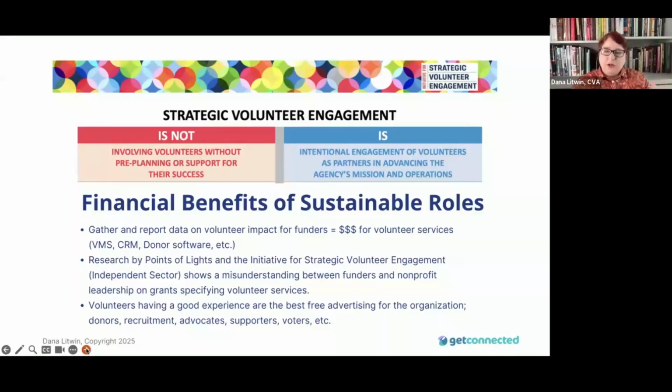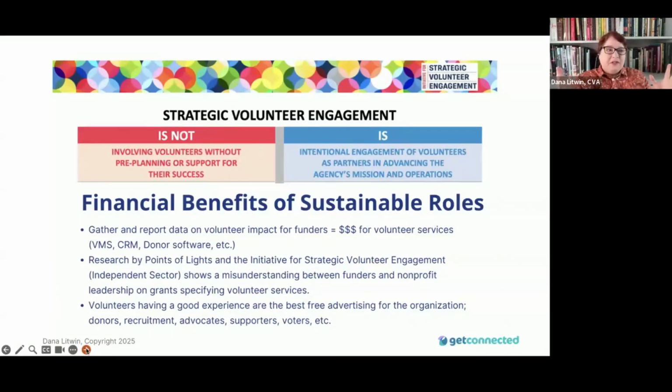It's been proven by this research of the Initiative for Strategic Volunteer Engagement, which is now with Independent Sector, and it's also recently been proved in a wider variety with Points of Light research, the value of volunteering, that when you can show the connection to the mission and a positive impact of volunteer activities, when you show that to funders and ask for, hey, let's get 5% of this funding is going to specifically go to volunteer services, earmark that and ask for it. If you don't ask, you don't get. Ask for it in the grant.